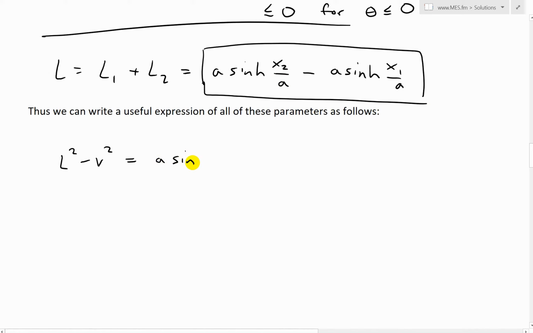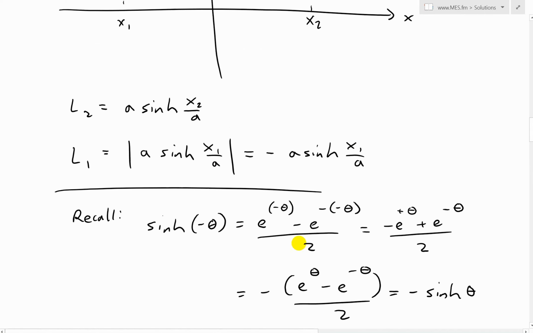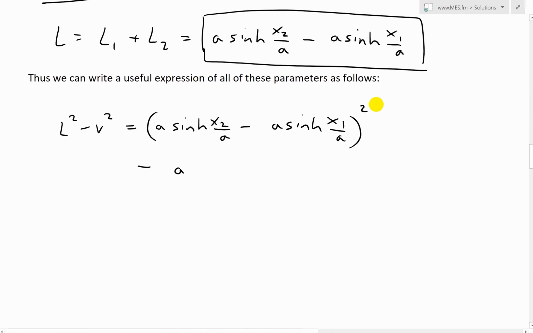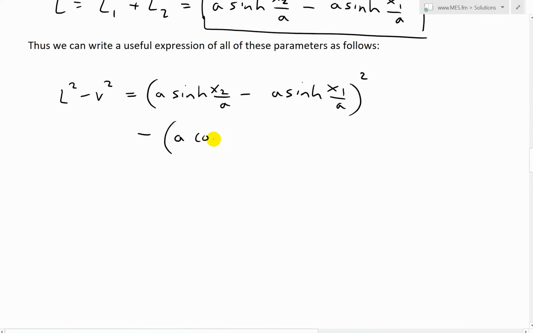So L is a sinh of x2 over a minus a sinh of x1 over a. Now we're going to square this and then subtract the v, which is the same thing, except it's cosh instead of sinh. So we have a cosh of x2 over a minus a cosh of x1 over a, squared. So we're going to square that.